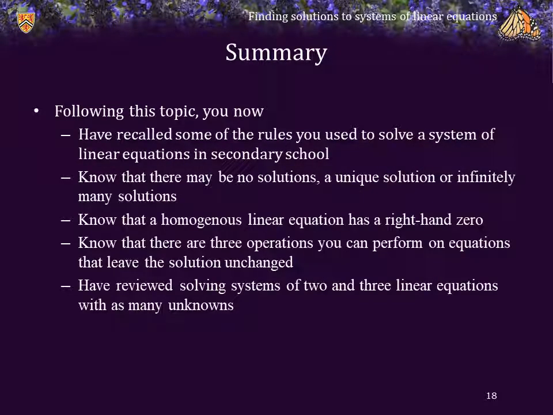So, following this topic, you have now recalled some of the rules you used to solve a system of linear equations in secondary school. You know that there may be no solutions, a unique solution, or infinitely many solutions. You know that a homogeneous linear equation has a zero right-hand side. That is, the target is 0. You know that there are 3 operations you can perform on equations that leave the solution to those linear equations unchanged. And you have reviewed solving systems of 2 and 3 linear equations with as many unknowns.